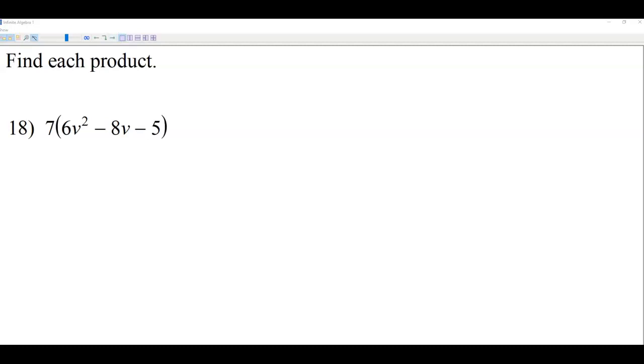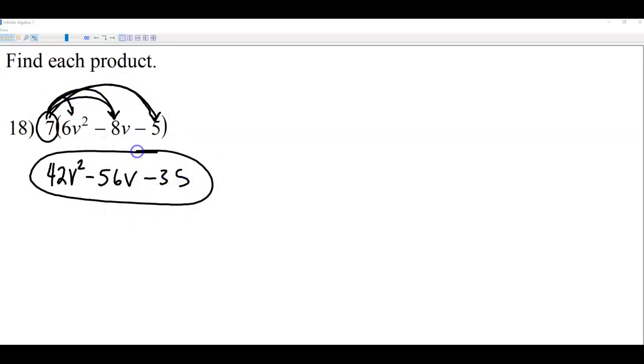So in this case we have a number on the outside, and we're going to distribute it into the inside just by multiplication. So 7 times 6 is 42. 7 times 8 is negative 56 in that case because it is a negative 8. And 7 times 5 is negative 35. And we're all done. So notice all I did was I multiplied the 7 by each of these coefficients.